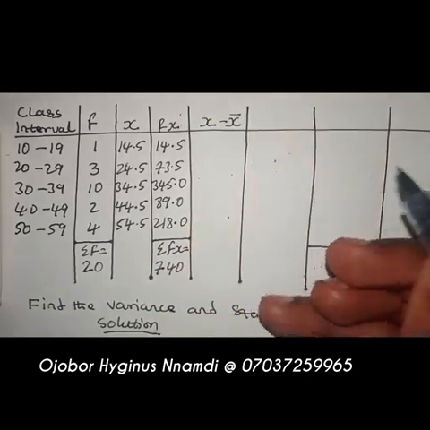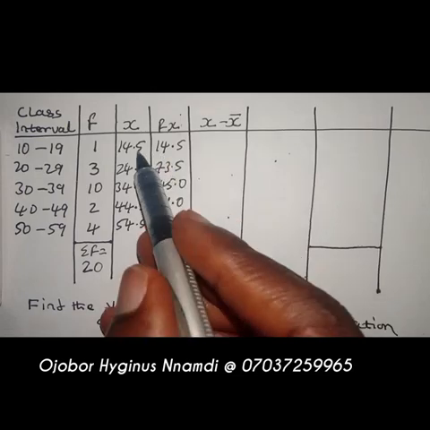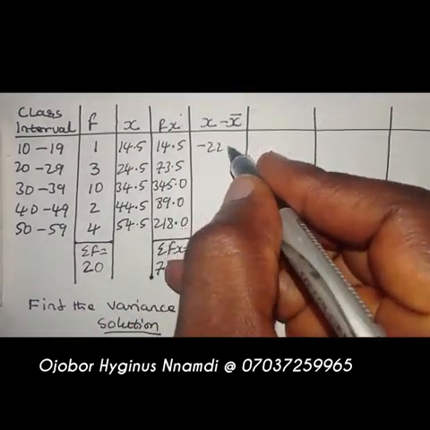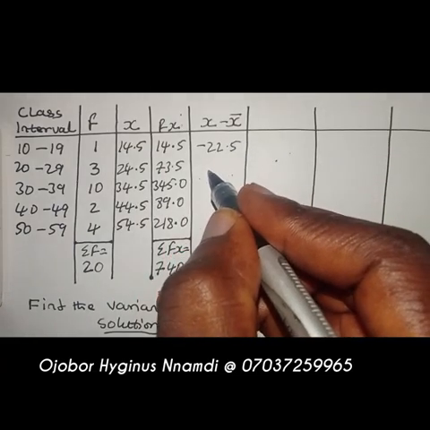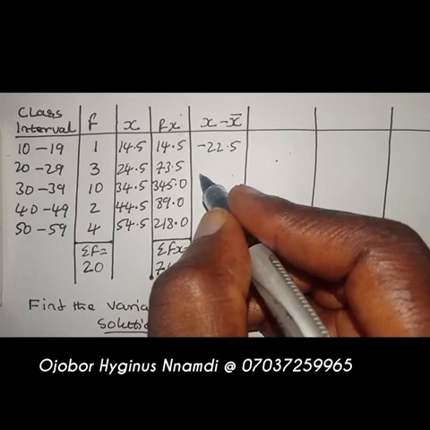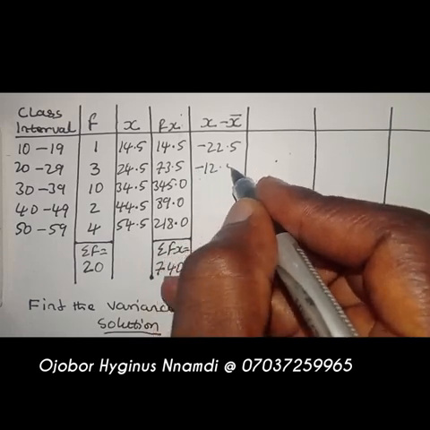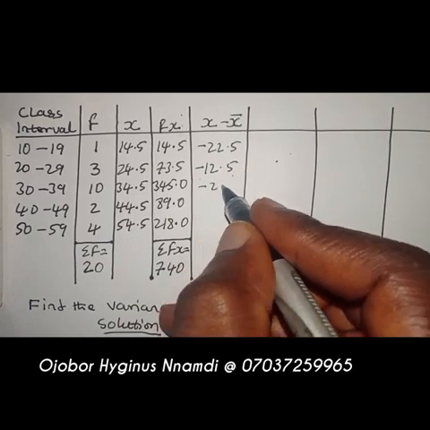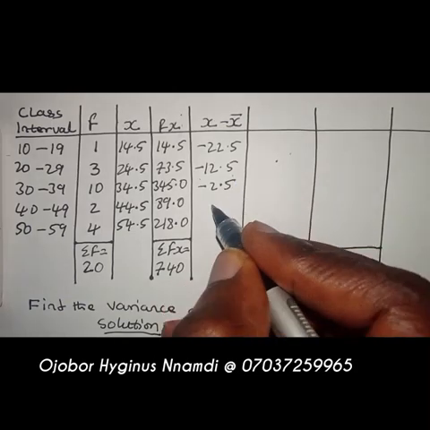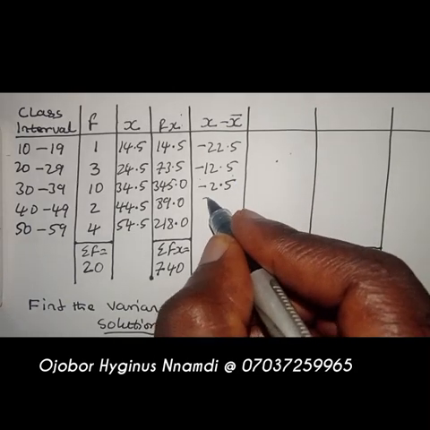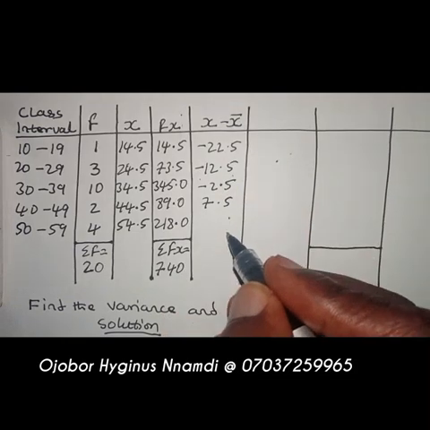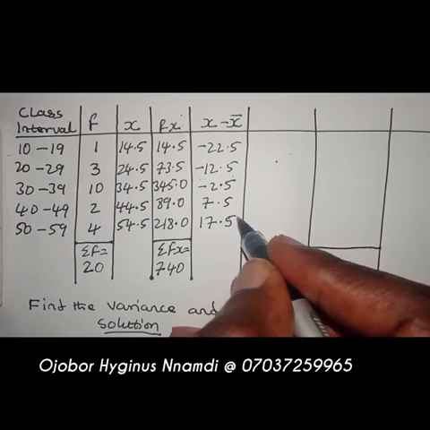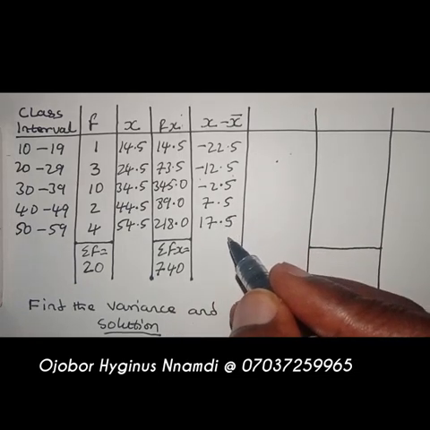So X minus X bar, 14.5 minus 37, which is the mean, you have minus 22.5. 24.5 minus 37, you have minus 12.5. 34.5 minus 37, you have minus 2.5. 44.5 minus 37, you have 7.5. 54.5 minus 37, you have 17.5. And that is about the X minus X bar.